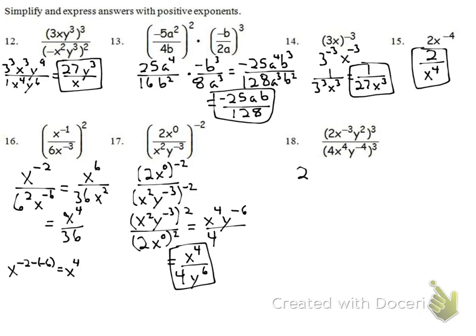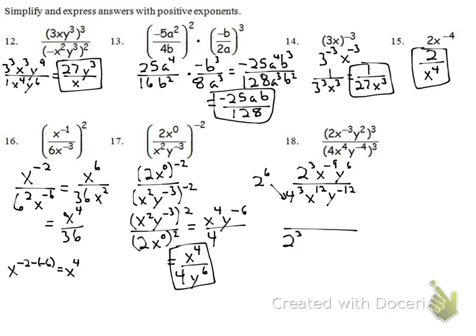18, I get 2 to the 3rd, x to the negative 9th, y to the 6th. Then on the bottom I get 4 to the 3rd, x to the 12th, y to the negative 12th. So let's see. 4 to the 3rd is actually 2 squared to the 3rd. So we could actually rewrite this as 2 to the 6th. And if we did that, we'd be left with 2 to the 3rd on the bottom, because we'd have 3 more on the bottom. So I'm going to put that down there.